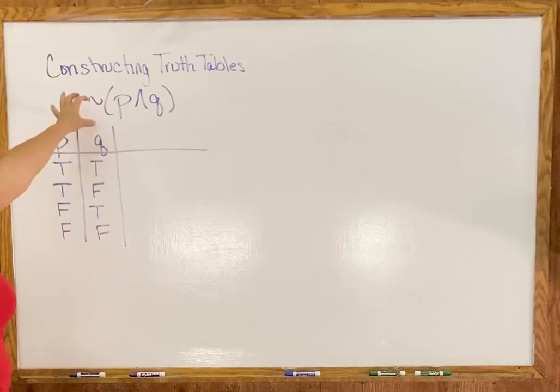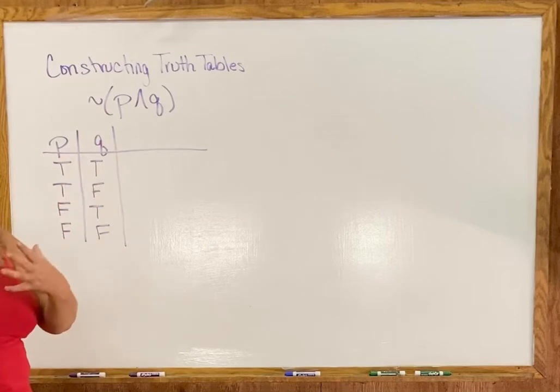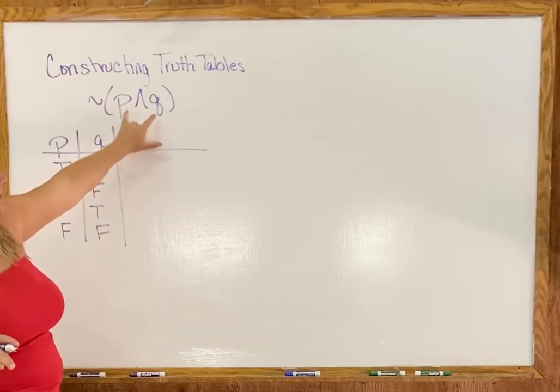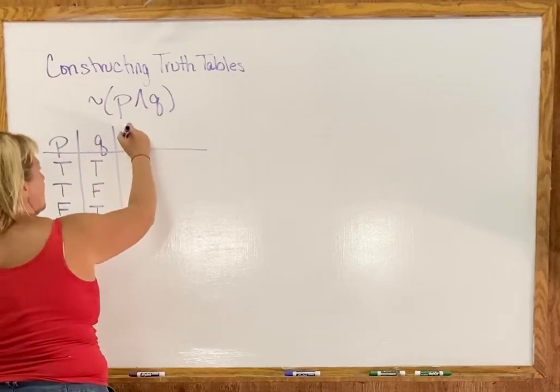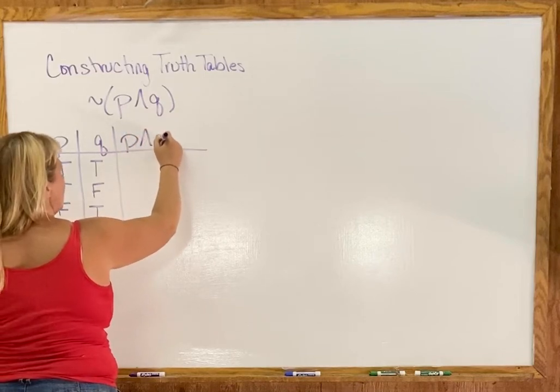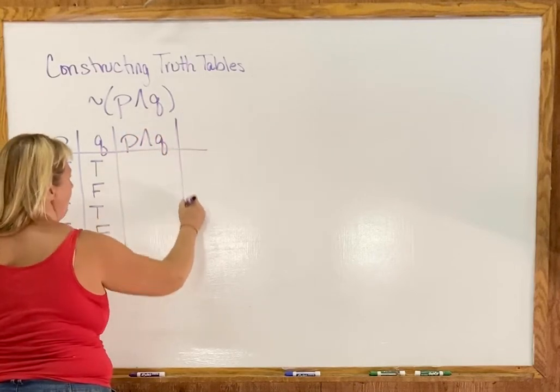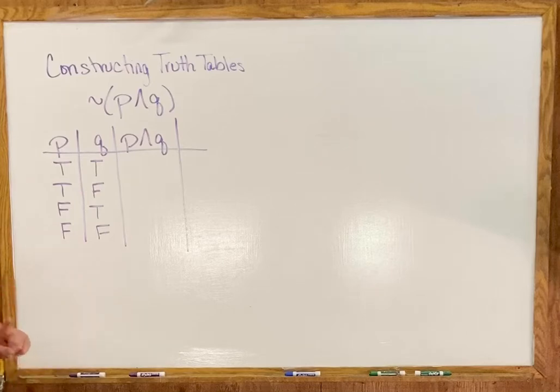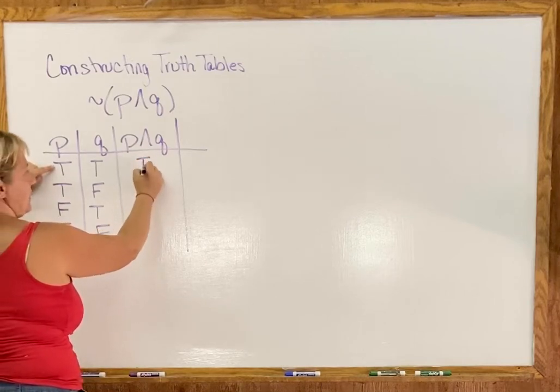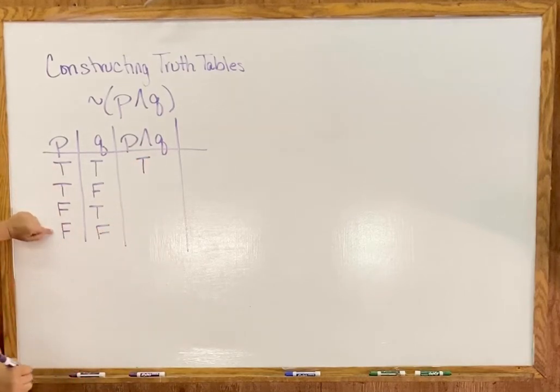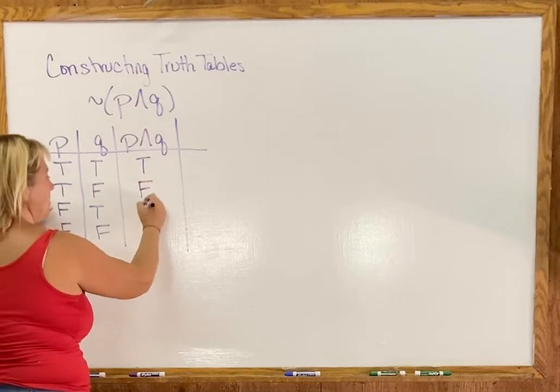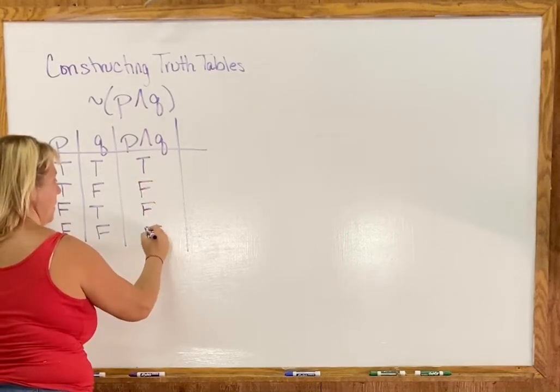Now we're going to look at what we're trying to find, and we're going to do like order of operations, which means we want to do what's in the parentheses first. So that's P and Q. Now remember, to get P and Q, we need everything to be true, right? So that means this one is going to be true, but all of the rest of these have a false in them, and since it's an and, we're going to go false, false, false.